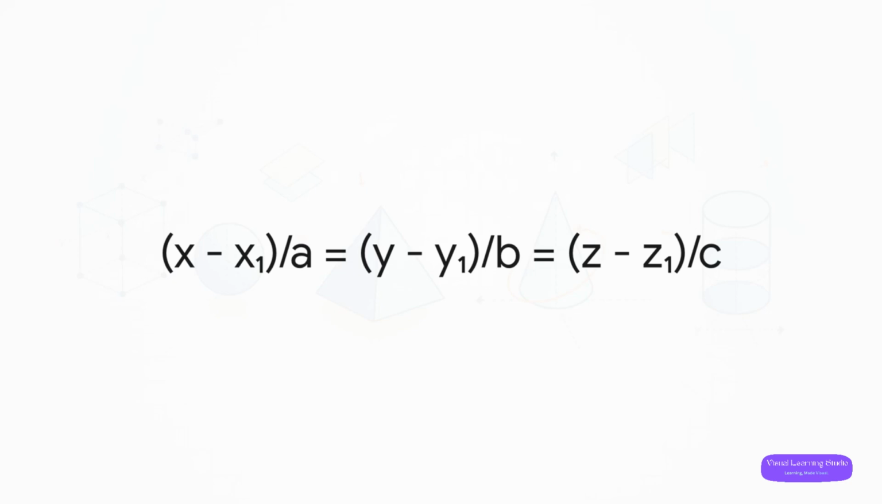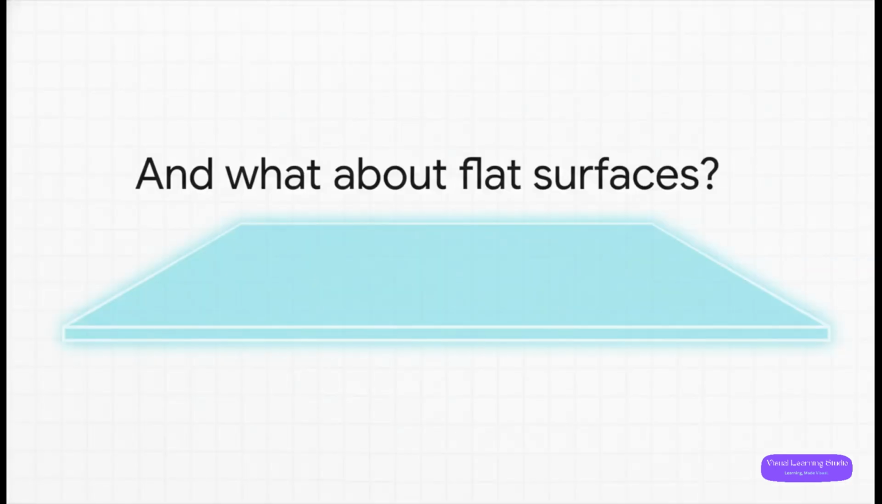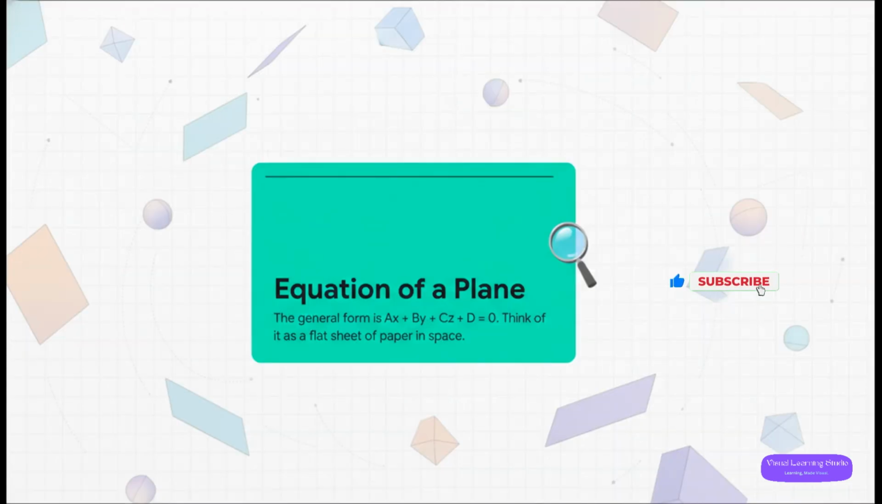And here it is. This is the formula. It puts your points and your direction together perfectly. All right, so lines are 1D, but what about flat surfaces like a wall? For that, we need planes. And believe it or not, any flat surface, a wall, a tabletop, anything, can be described by this equation.